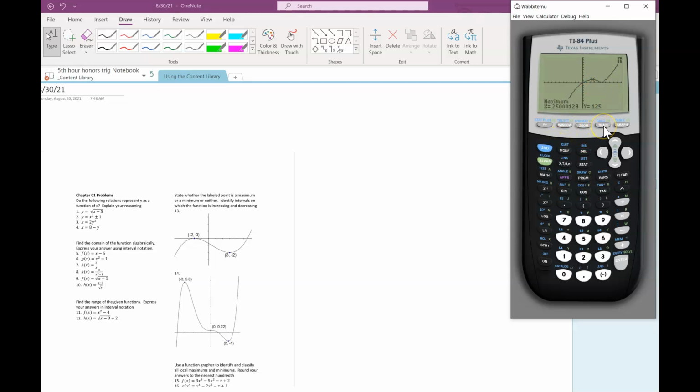And then we'll do the minimum, so second trace. This time I'll pick a minimum. That's good for left bound. Right bound, that looks good. Press enter again. I have 0.5, and then really this is 0, right? 3.0799 (-7). That capital letter E is what?